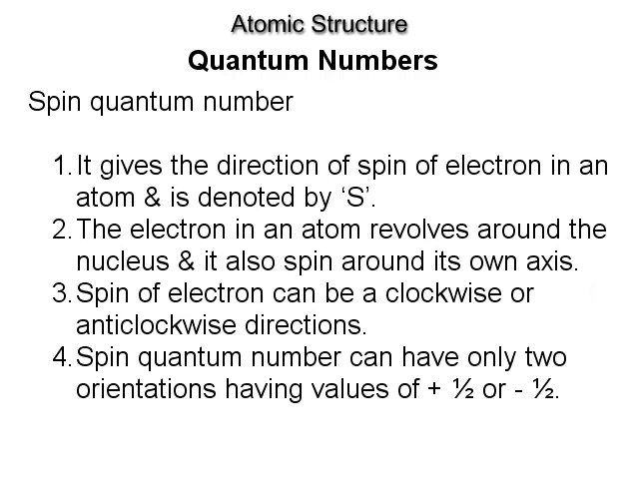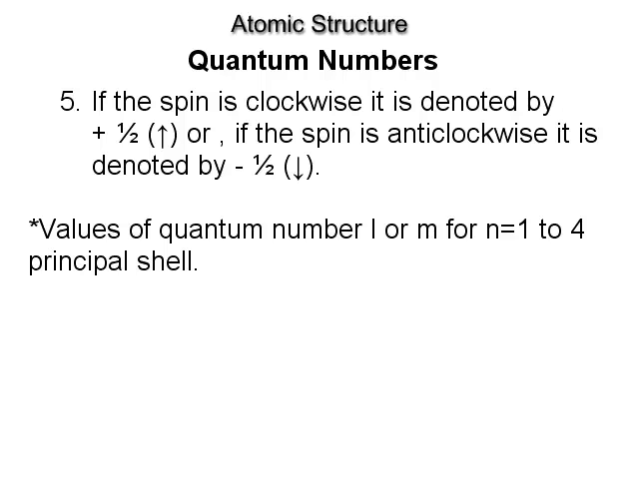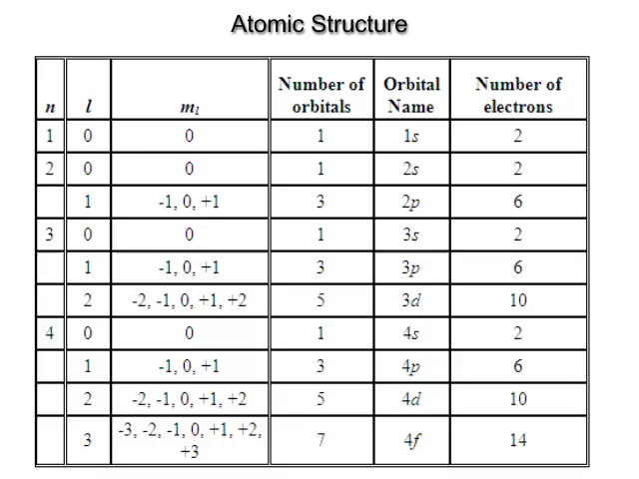It gives the direction of spin of an electron in an atom and is denoted by s. The electron in an atom revolves around the nucleus and also spins around its own axis. Spin of an electron can be in a clockwise or an anti-clockwise direction. Spin quantum number can have only two orientations, having values of +½ or -½. If the spin is clockwise, it is denoted by +½ or by an up arrow. If the spin is anti-clockwise, it is denoted by -½ or a down arrow.